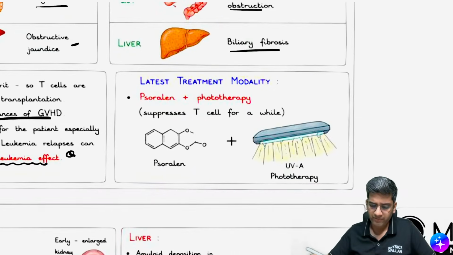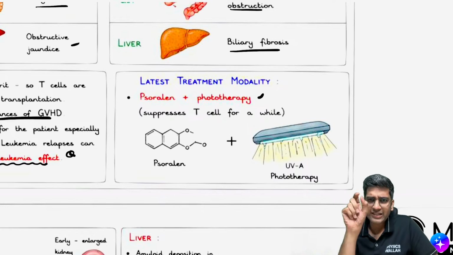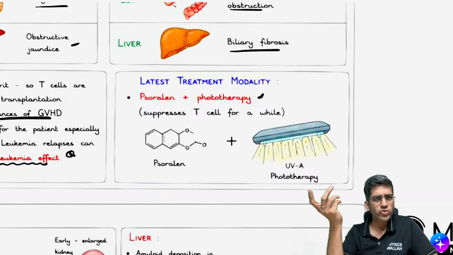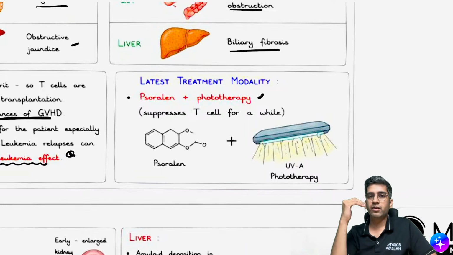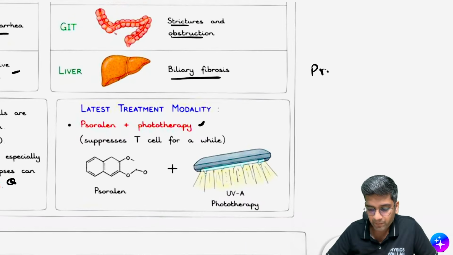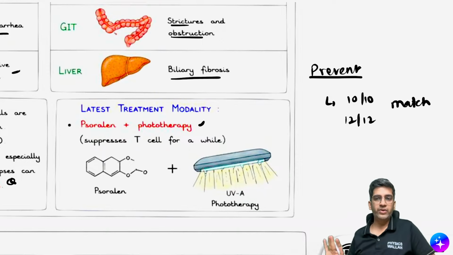There are a few latest treatment options. We give a therapy called psoralen therapy. Psoralen selectively destroys T cells using UV rays, and psoralen is an agent which is used for psoriasis treatment as well, right? Selectively removes T cells. In this way, I can try to make the incidence of GVHD better. But there's only one way to prevent GVHD: to have an absolute 10 on 10 or 12 on 12 match. That's the only way to prevent GVHD.